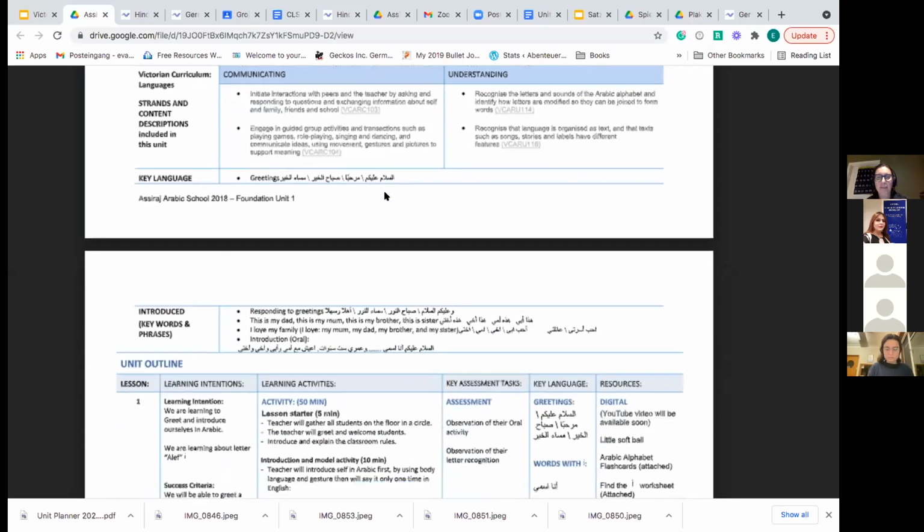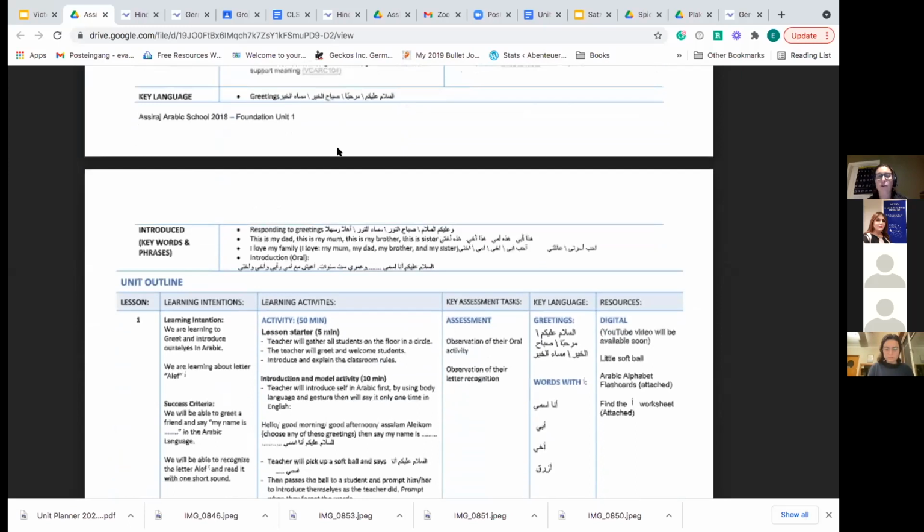Okay, the next part is key language. Of course, you can't write in every single word you will teach in that unit. That's not possible. But the key language you will use, for example, greetings, family names like dad, mom, brother, sister, how to express feelings towards your family. So just write in the key language you will teach.